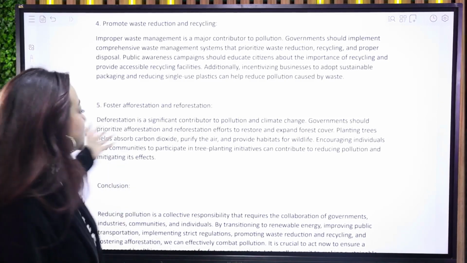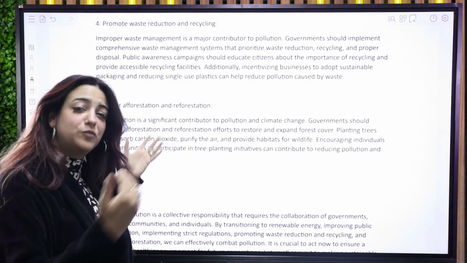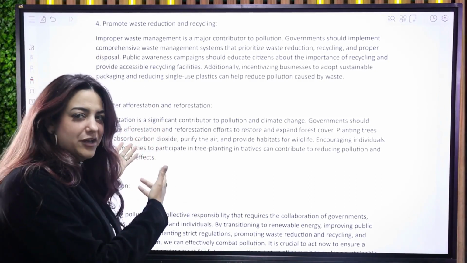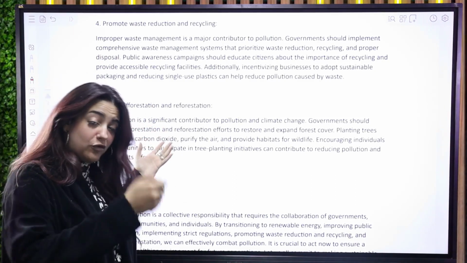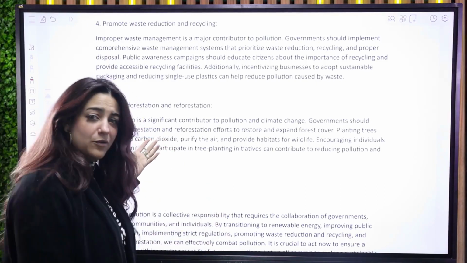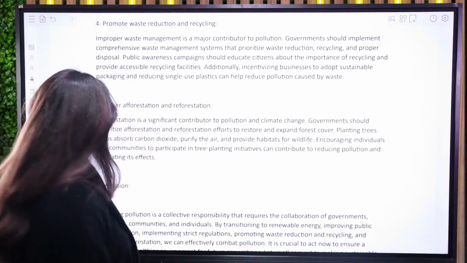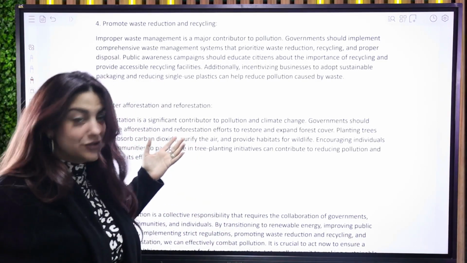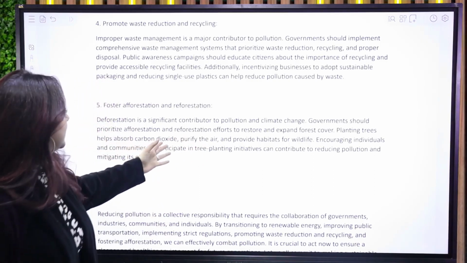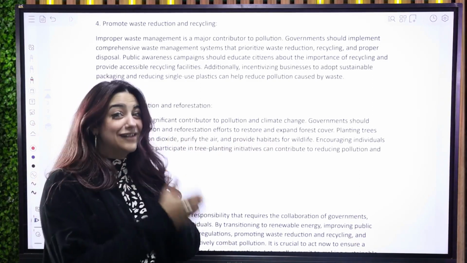So that will help absorb carbon dioxide, of course, and reduce the amount of carbon footprint. I know that this information is not mentioned here, but you should go look for carbon footprint, which means the amount of carbon dioxide and methane gases released in the air, in the globe, in the whole universe. So it helps absorb carbon dioxide, purify the air, and provide habitats for wildlife.